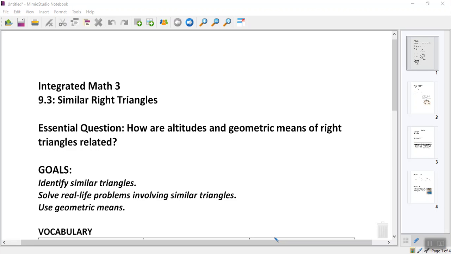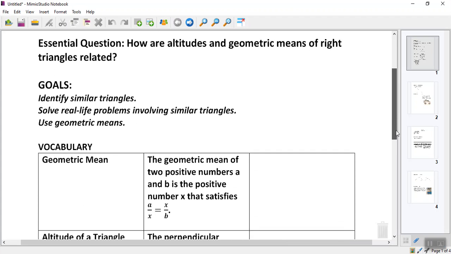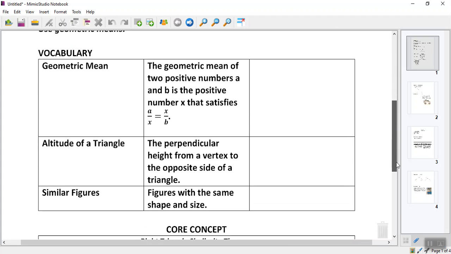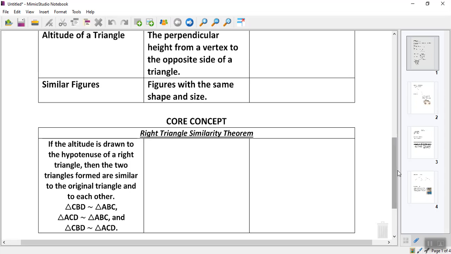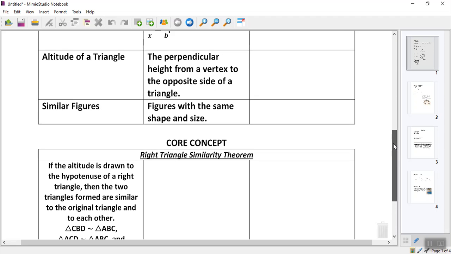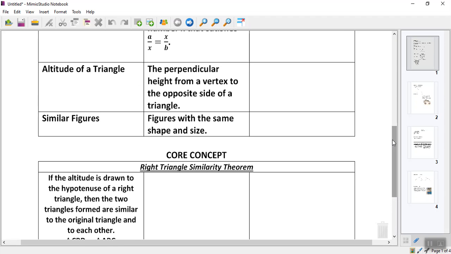Guys, 9.3 is titled Similar Right Triangles. When I talk about similar right triangles right here, I'm going to jump ahead and jump around a little bit. Okay, similar figures. I've got a little typo here. I'm going to change this, get rid of that right down there at the bottom. We'll come back to that. That's a mess up on my part.